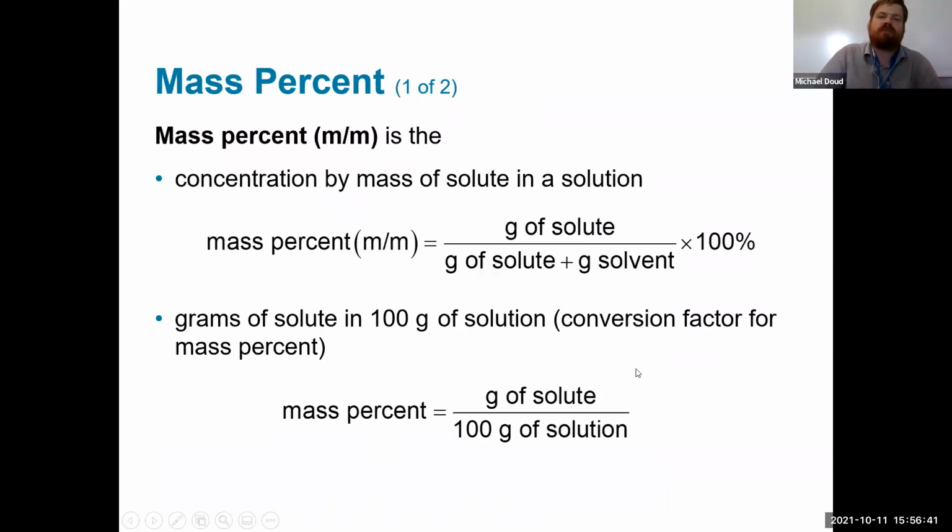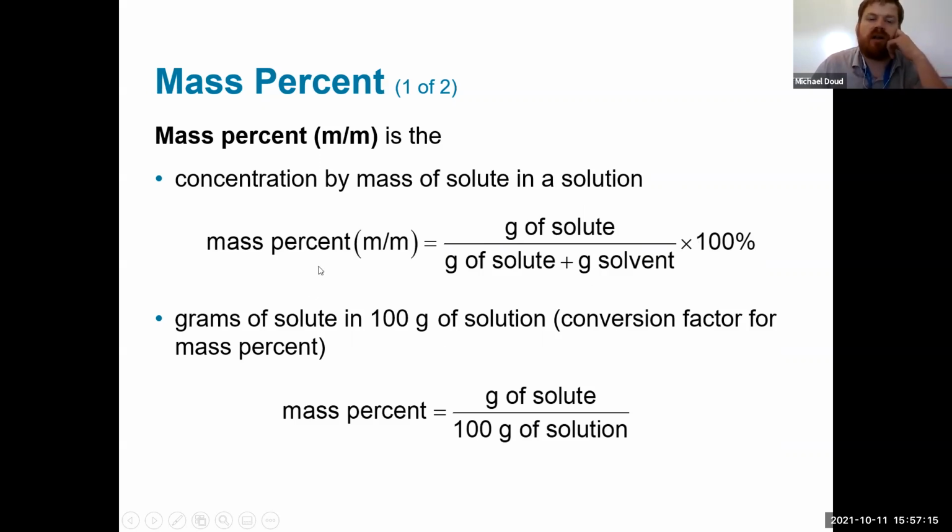So we're going to start with mass percent, which is described as m over m. Again, that's just mass of solute per mass of solution. The way that you can calculate the mass percent of a solution is that you take the grams of the solute and divide it by the total grams of solution. Now remember, a solution is a solute plus a solvent. So you take the grams of the solute plus the grams of the solvent. That's your denominator. Divide the grams of solute by that total grams of solution. Multiply it by 100%. Boom, that's your mass percent.